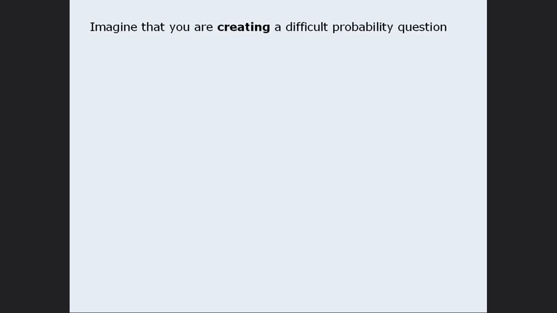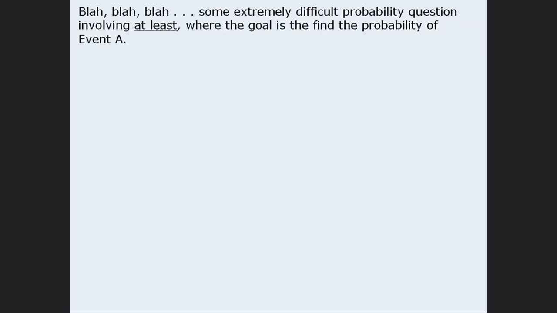To examine this, I want you to imagine that you work for a testing company and you are creating a very difficult probability question to ask students. Let's say that you just finished creating this fictitious question where the goal is to find the probability that event A occurs. Now what do you do?